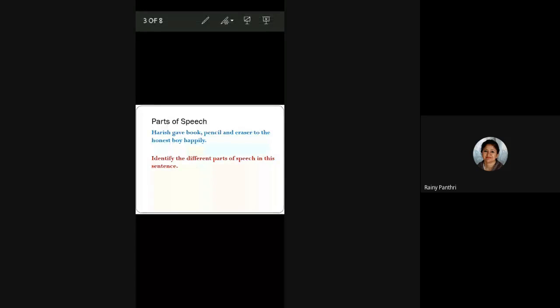Happily is an adverb, and Harish is a noun. Principal ma'am has also written noun, adverb. Eraser is also a noun. Book, pencil, eraser, all are nouns. Gave is a verb. Honest is an adjective, and then verb also, gave.